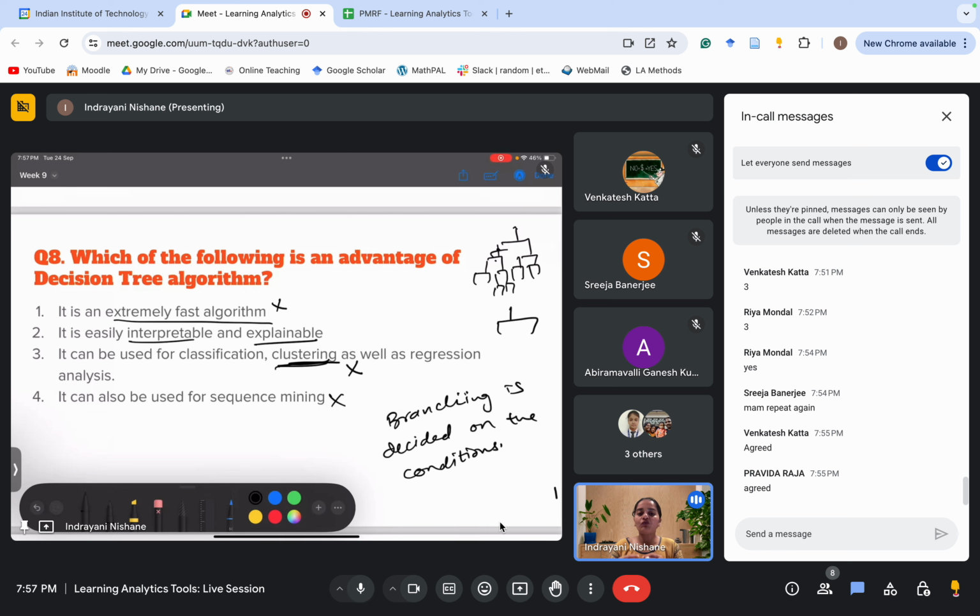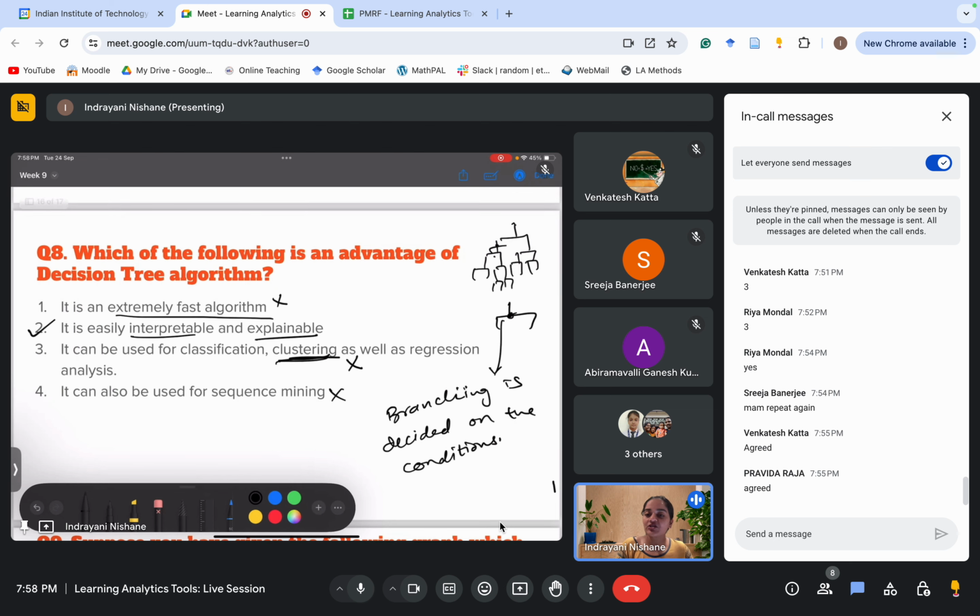So we know at what condition value, if it satisfies, it will be part of the branch to the left. If it does not satisfy, then it will be in the branch to the right, and so on. So it is explainable. In the construction of the tree, every condition is stated at the branching level. So it is interpretable and explainable. This is the major advantage of the decision tree algorithm or ID3 algorithm.